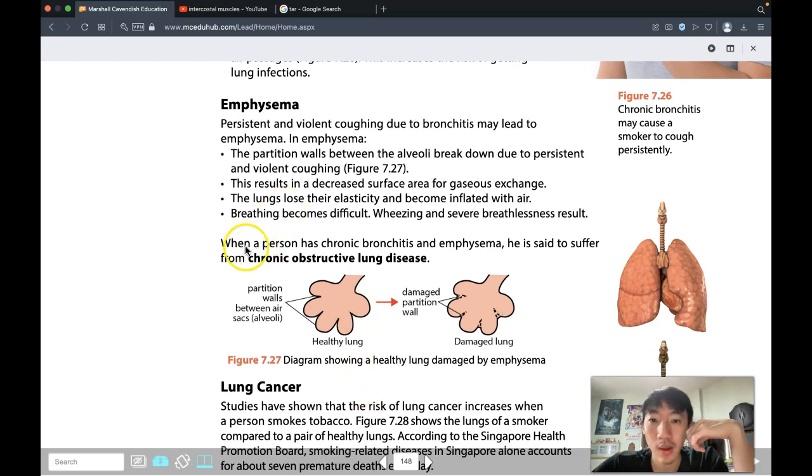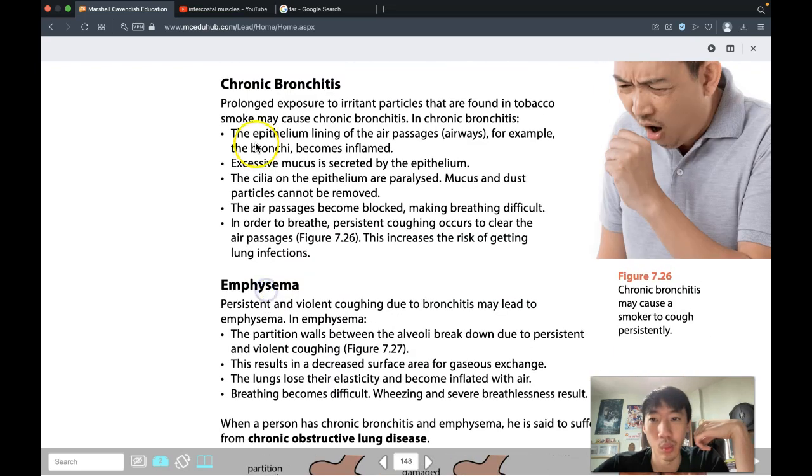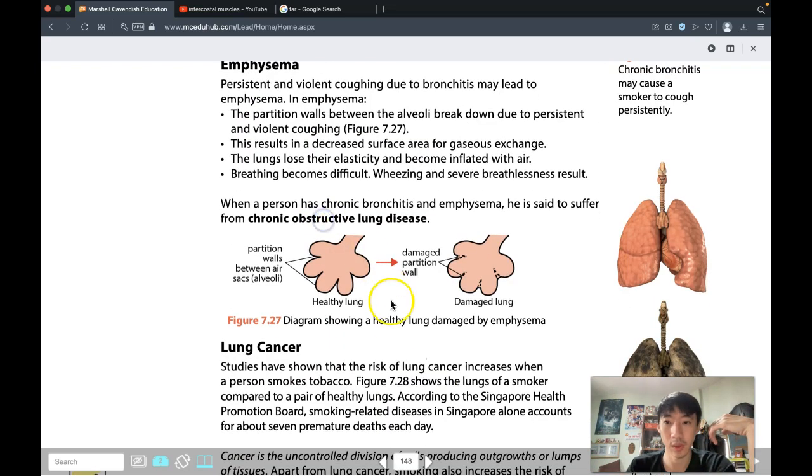Okay, so finally, when a person has chronic bronchitis and emphysema, he is said to suffer from chronic obstructive lung disease. Okay, so this is like the worst stage already. So usually diseases happen in stages, right? There's the first stage, second stage, and third stage. And this is kind of like the third stage.